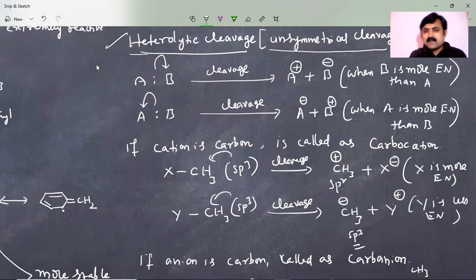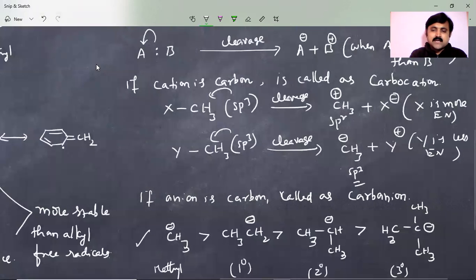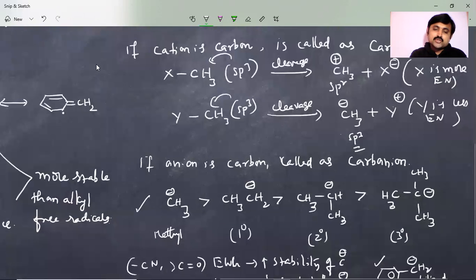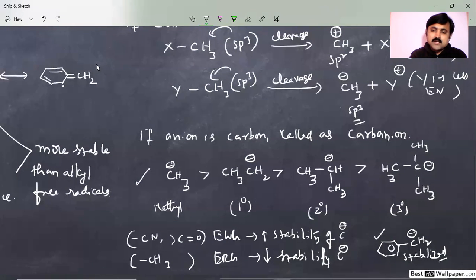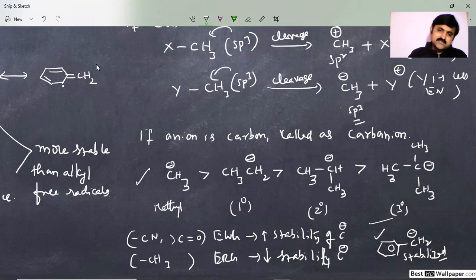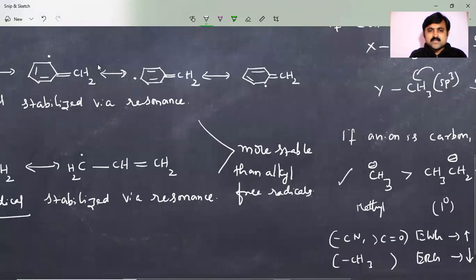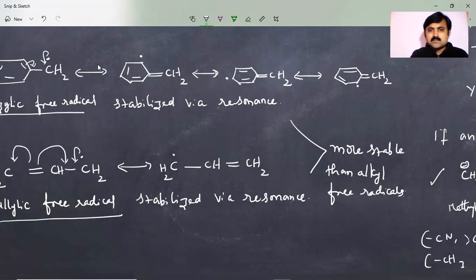After that, we told that if the carbon is a cation, it is called a carbocation intermediate. And if the carbon is obtained as a negatively charged one, that negatively charged carbon is called a carbanion. We showed the reactivity of alkyl carbanions, and how it can be increased or decreased with the presence of electron withdrawing and electron releasing groups. Then we told one more short piece of information, that the benzyl carbanion is stabilized via resonance. This is what we have discussed in this small session.